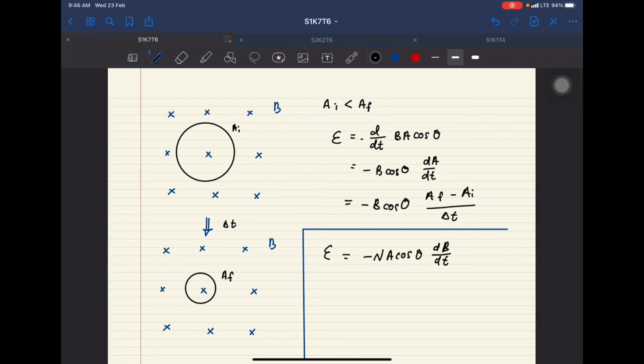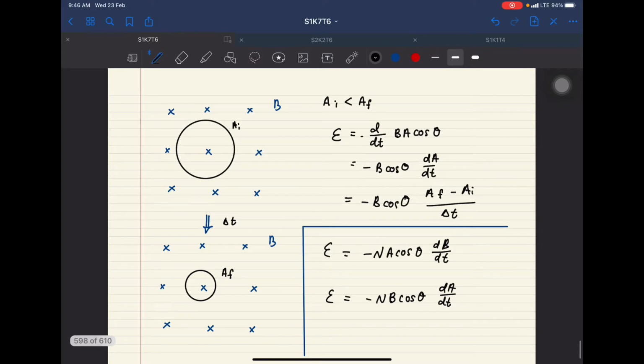If the number of loops changes, you can also do the same equation. It's just that it becomes dn over dt, okay, and B and A are constant. And then if A is changing, I can write down negative B cos theta dA over dt, and this one I can put n as well. Okay, so this is the general form that you can use. So basically in an exam, you can use this equation straight away.